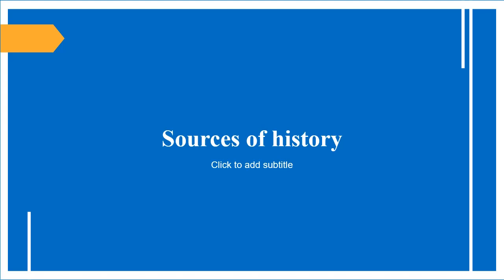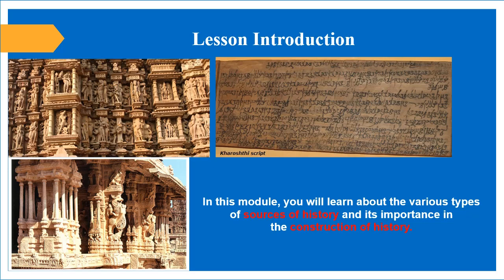Okay, so guys, this is the first chapter, sources of history. Before we start today's objective, make sure that you have downloaded the textbook that I sent in our WhatsApp group yesterday evening and read written sources of history from it. Here is a quick introduction of chapter number 1. In this module, you will learn about the various types of sources of history and its importance in the construction of history. So, what are the sources of history? Is our first chapter.